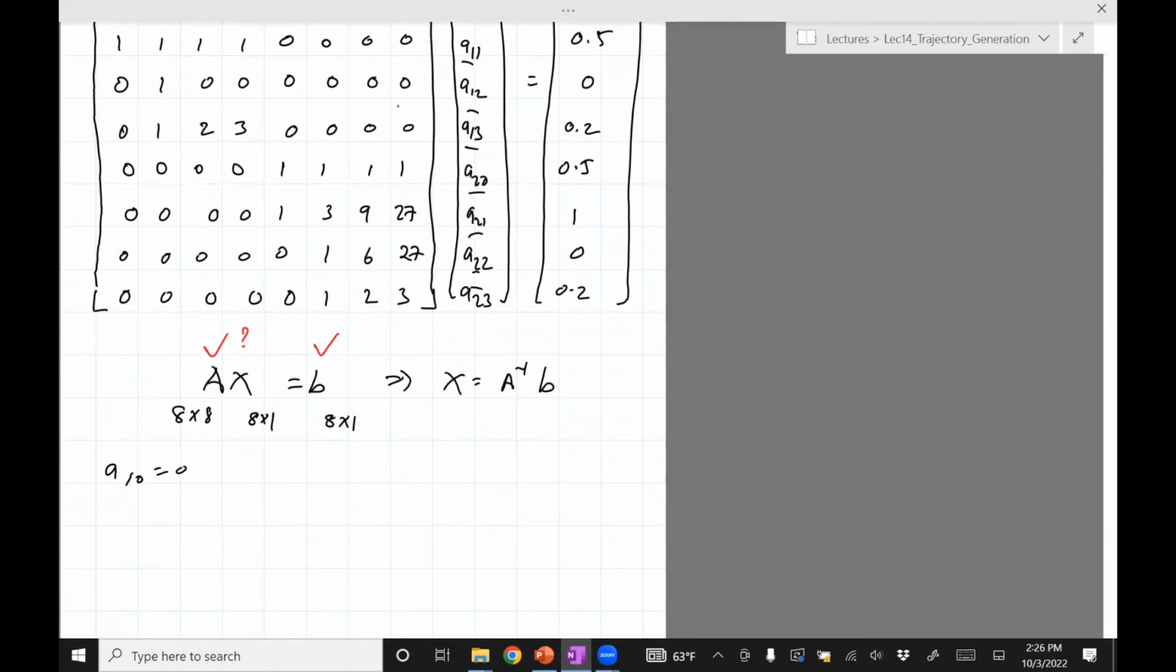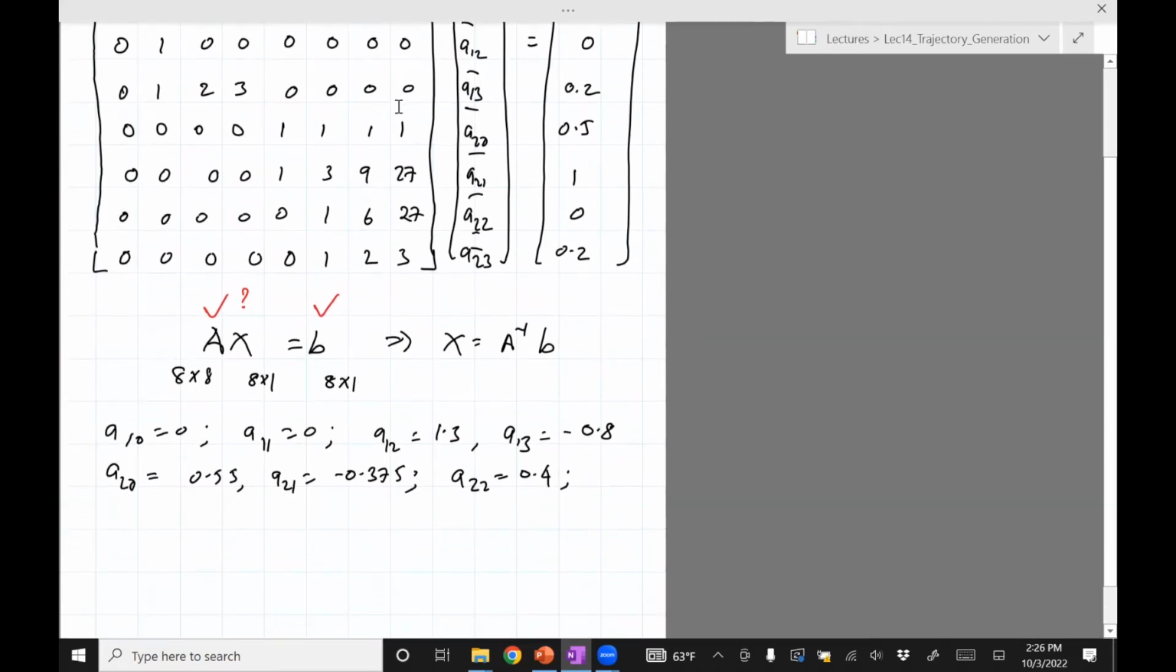So A10 is 0, A11 is 0, A12 is 1.3, A13 is minus 0.8, A20 is 0.55, A21 is minus 0.375, A22 is 0.4, and then finally, A23 is minus 0.075.